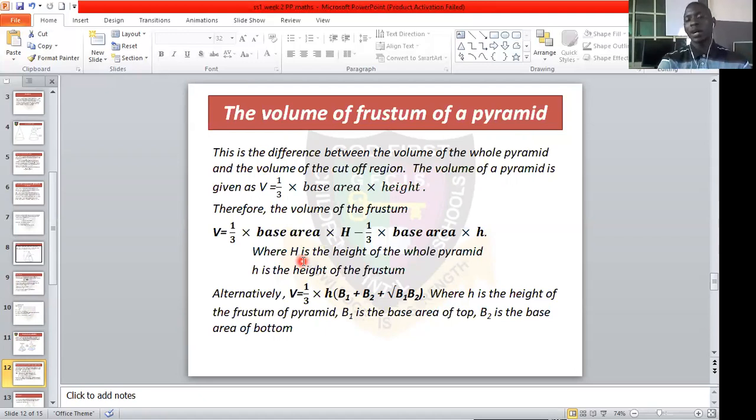So here we represent the height of the whole pyramid as capital letter H, and small letter h to indicate the height of the smaller pyramid. And if you subtract them, it gives you 1/3 times base area times capital H, minus 1/3 times base area times small letter h.